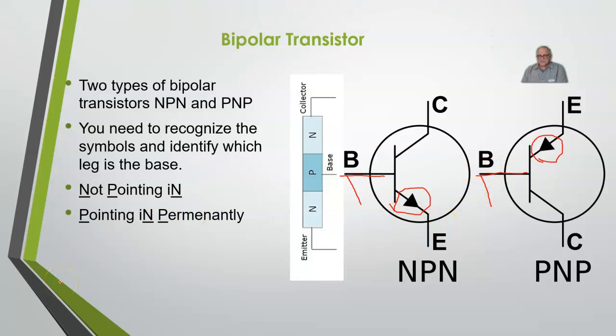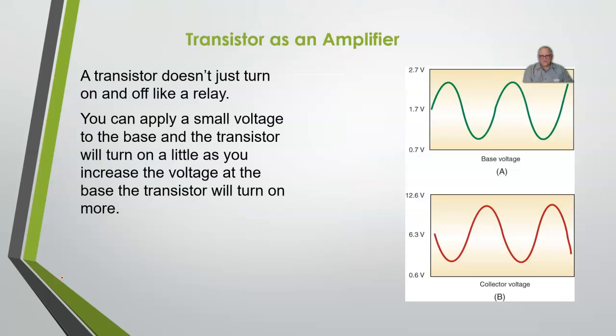So far I've talked about a transistor as being like a relay. The reason the manufacturers are going to use the transistor instead of a relay is because they can turn on and off much faster. They don't wear out near as fast, and they're lighter. However, transistors will do something different that a relay can't do, and that is it'll act as an amplifier.